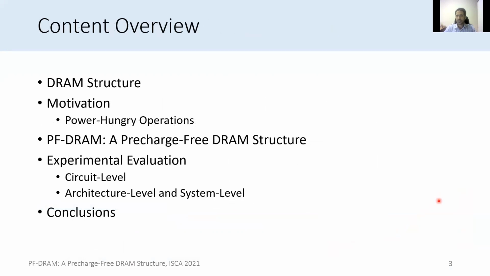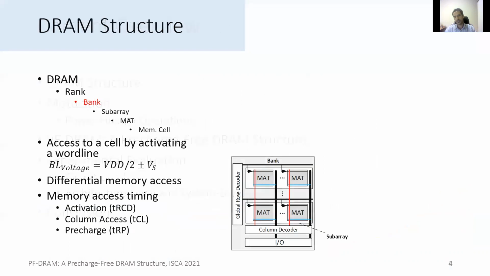At first we take a look at the memory access procedure in conventional DRAMs, then we investigate extra power-hungry voltage swings in DRAM memory arrays, followed by the proposed DRAM structure called PF-DRAM, which entirely eliminates unnecessary voltage swings in these memories. At the end, we take a look at circuit-level up to system-level evaluations of the proposed technique.